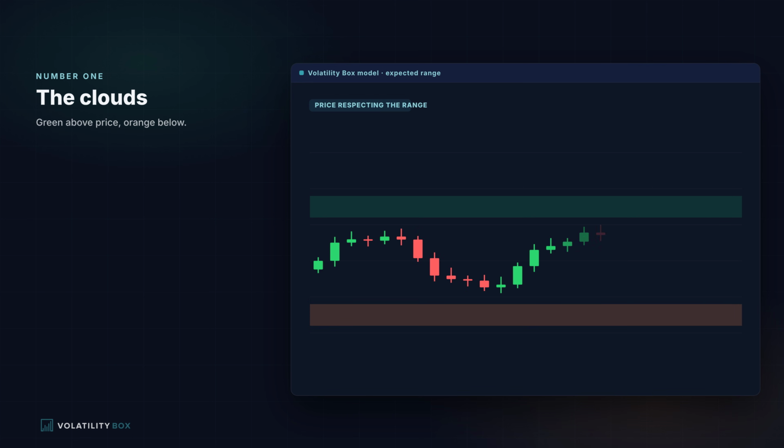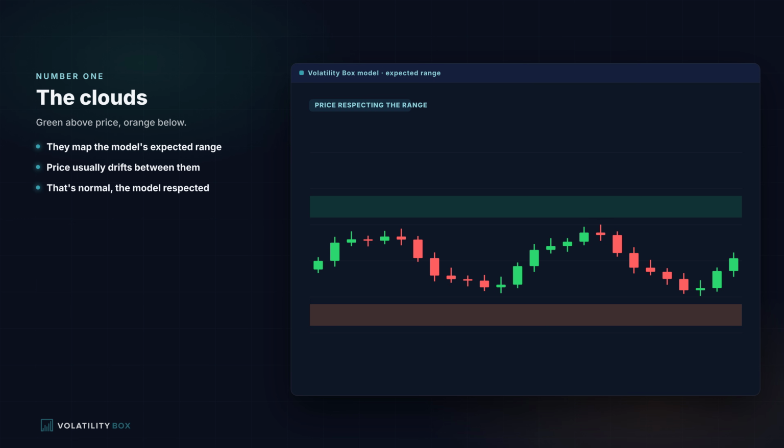So number one, the clouds and where price is. When you load a name on an intraday time frame chart, you'll see these shaded bands around the price. We call these bands the volatility box clouds. The green clouds are above price, the orange clouds are below price. And what they're giving you is information around the expected range, the expected behavior of this current market given the current volatility. Now, most of the time, you'll see that price is just fluctuating in between the clouds. We don't touch either edge. That's our normal state, and that's telling you that price is currently in its default behavior, the model's being respected, there's nothing really for us to do.